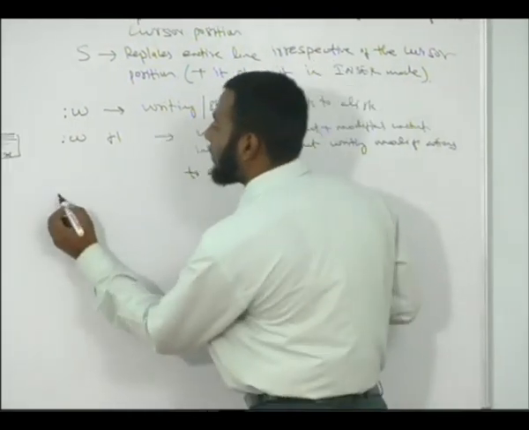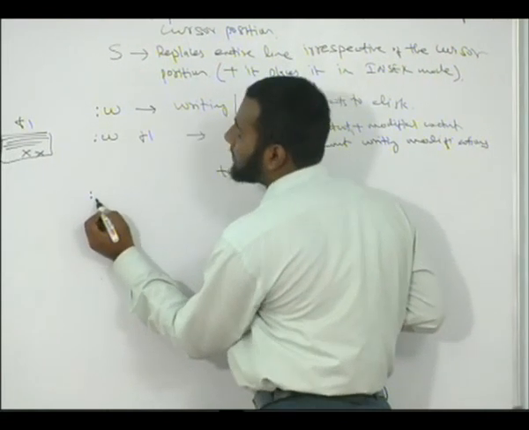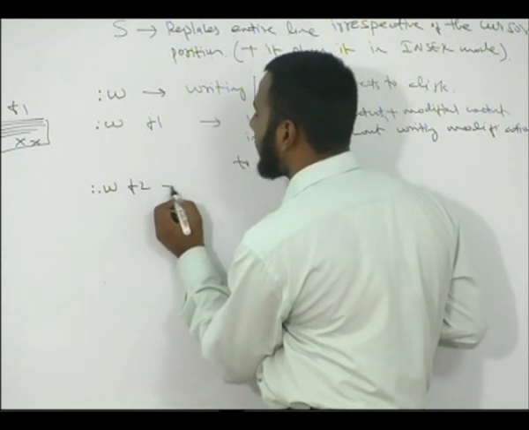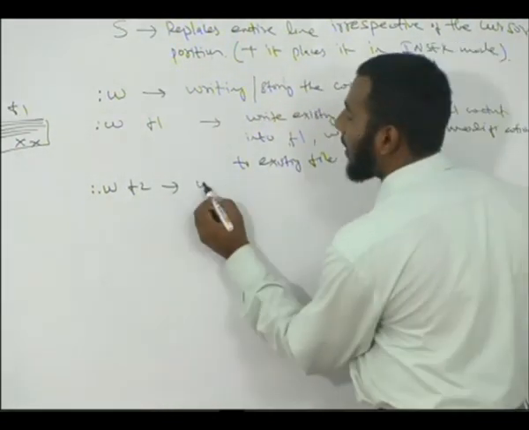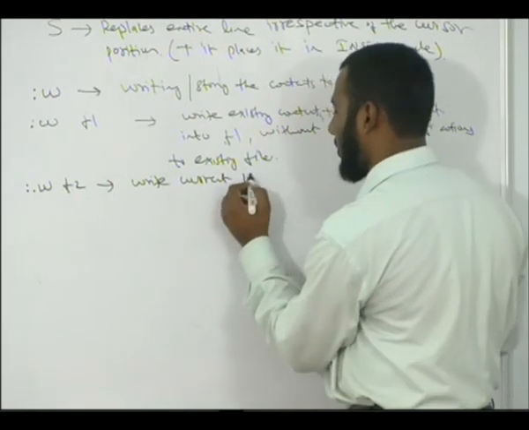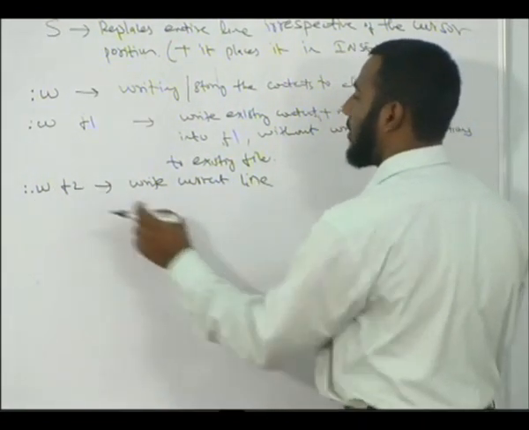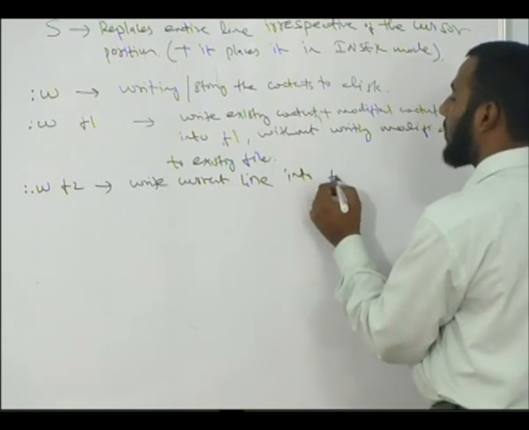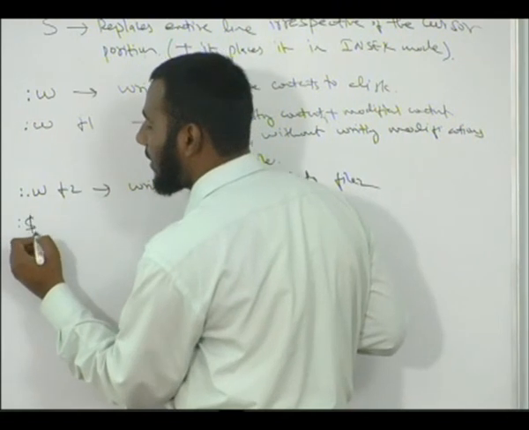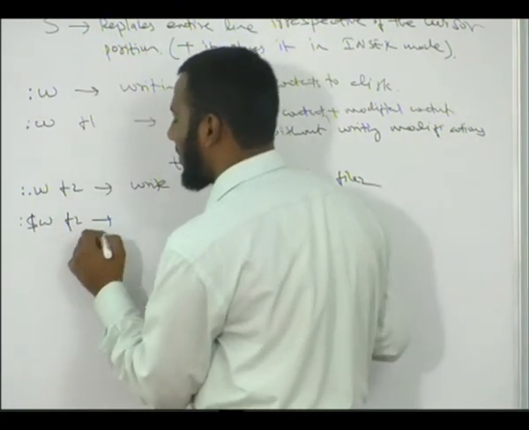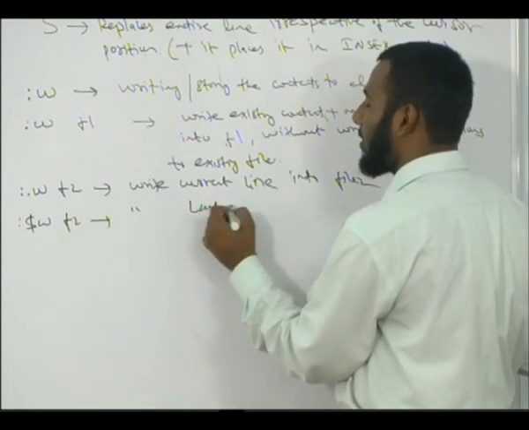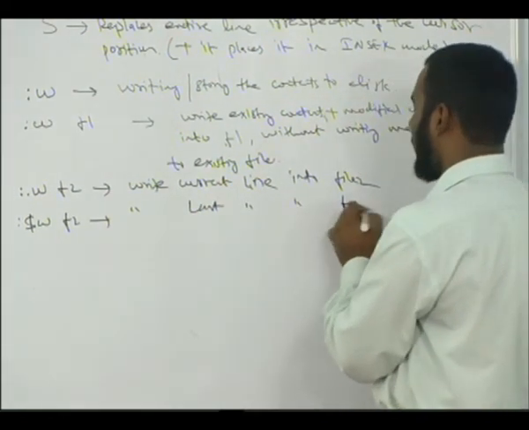Now similarly, I can write dot WF2. It means write the current line into file 2. So I have written $WF2. We know that dollar is used for the last line, so this writes the last line into F2.